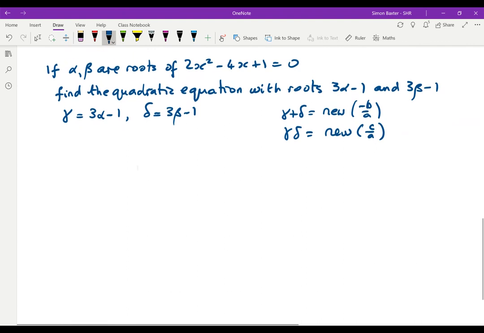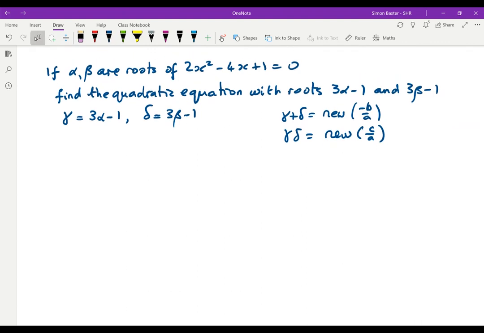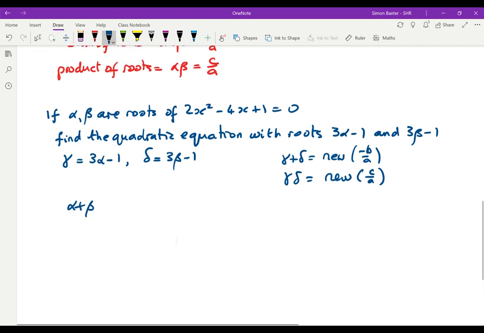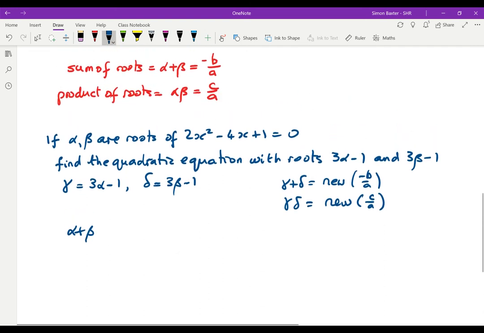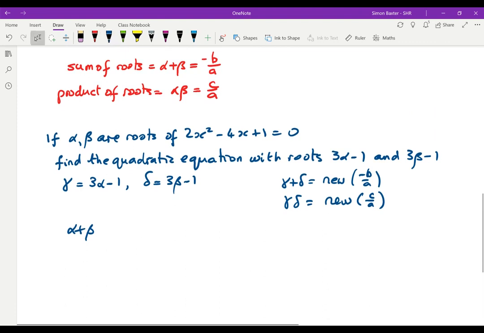Move up, give myself some space at the bottom. We want gamma plus delta. Well, before we can do that, we really ought to find out what alpha plus beta is. Alpha plus beta is minus b over a. B is minus 4, a is 2. So that is minus minus 4 over 2. Alpha times beta is c over a, which is 1 over 2.